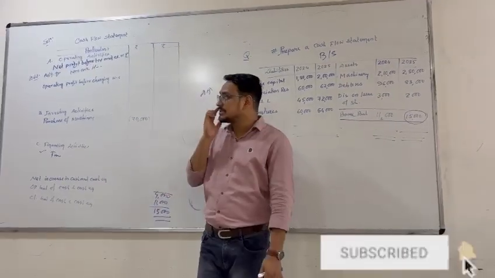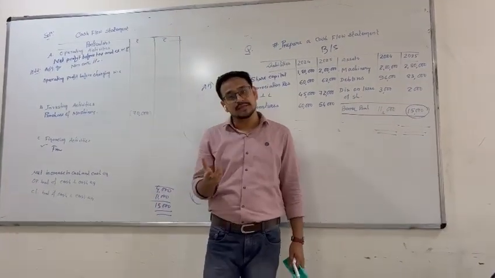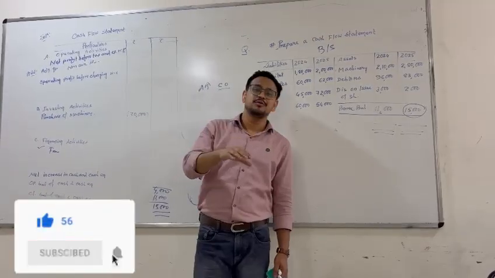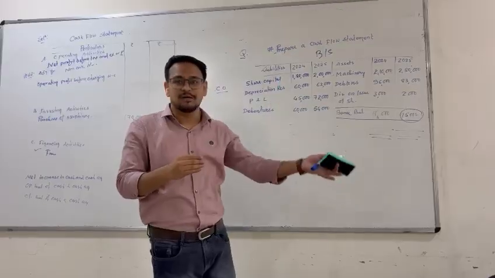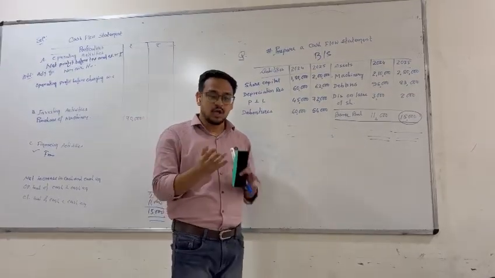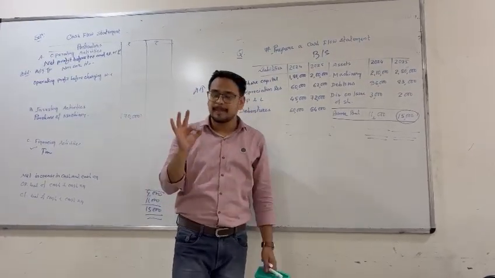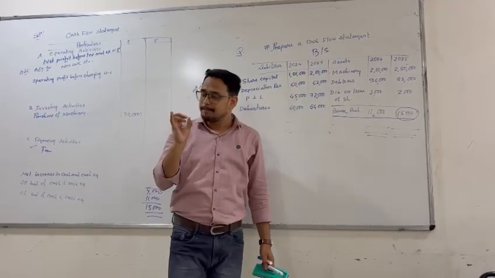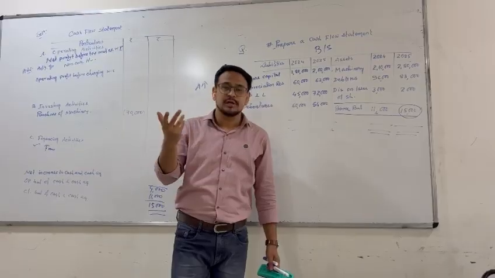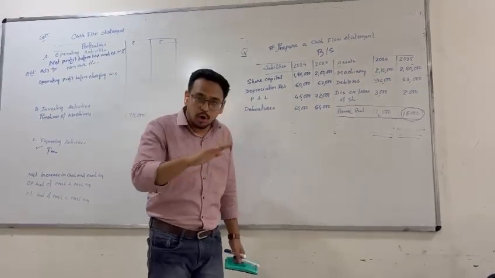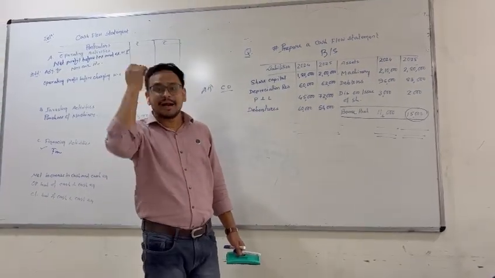Now, what is current asset? Current assets are those assets which can be converted into cash within the year. एक साल के अंदर वो कैश में कन्वर्ट होगा. That's called current asset. So, what are the examples of current asset? Stock, cash, bank, debtors, bills receivable, marketable securities, prepaid expenses. These all are our current assets.